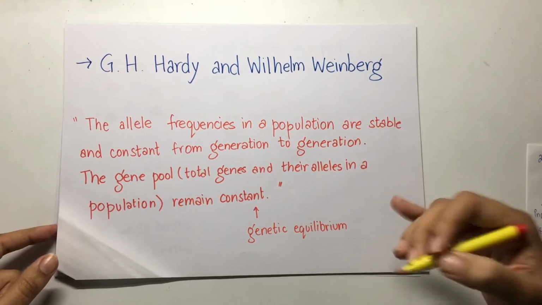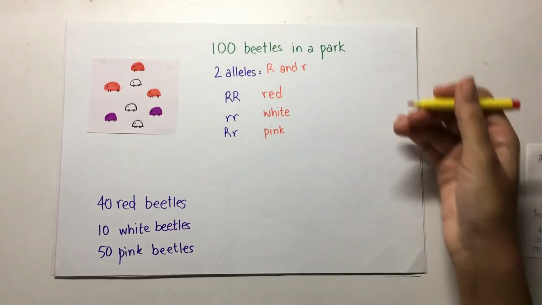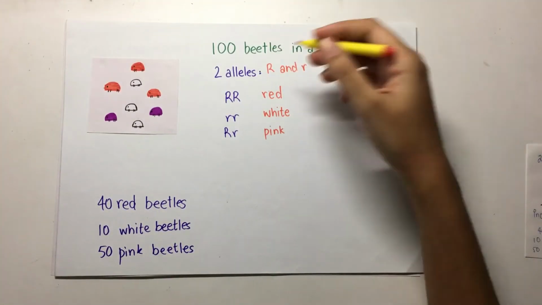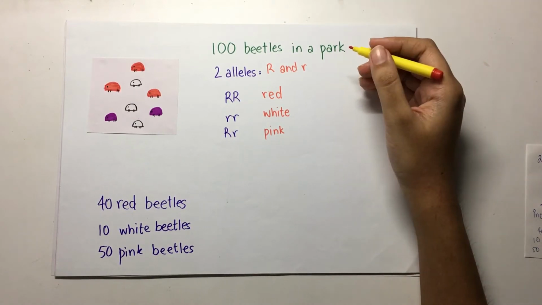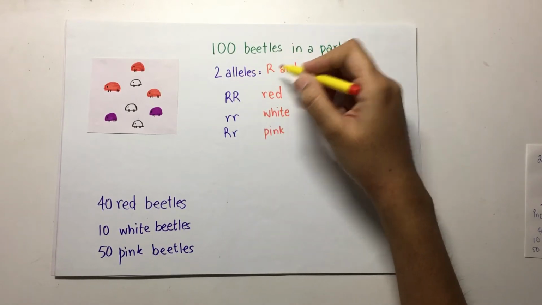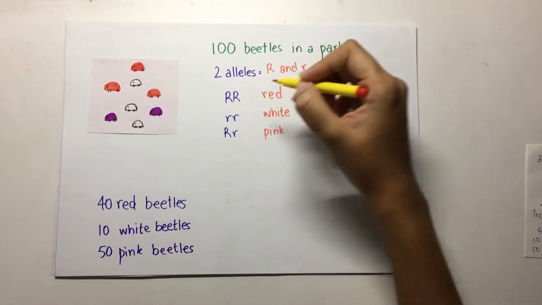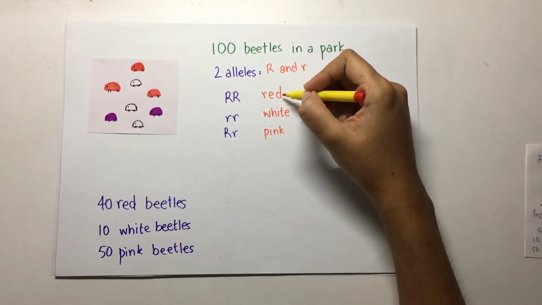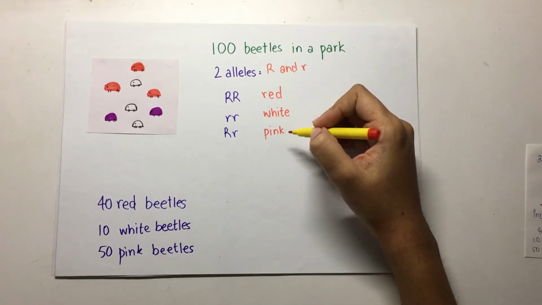We'll first try to understand this whole statement using an example. We have a hypothetical example where we have, let's say, 100 beetles in a park, and we are studying the gene for color of the beetles. So we have two alleles, big R and small r. If the genotype is big R big R, it means the beetle is red. Small r small r means white, and big R, small r means pink.